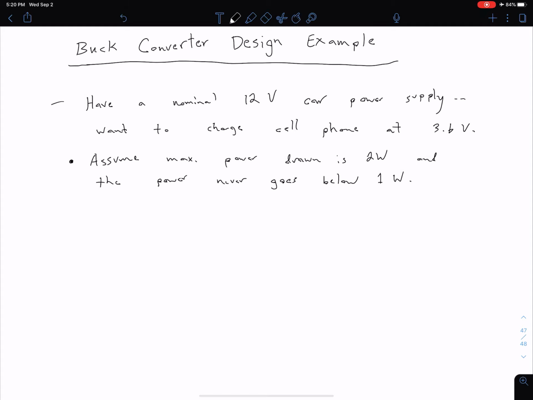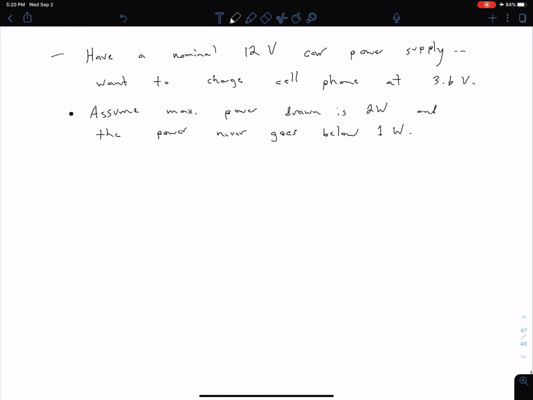So we have this set of constraints related to our power, but we're also told we want to stay in continuous current mode. So we never want our output current to be dropping to 0. So continuous current mode, so I out greater than 0.